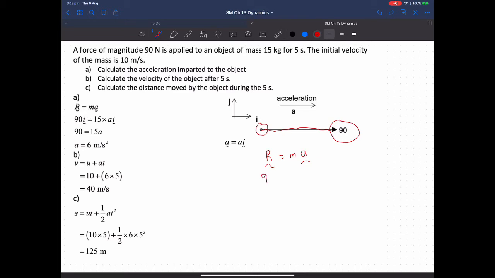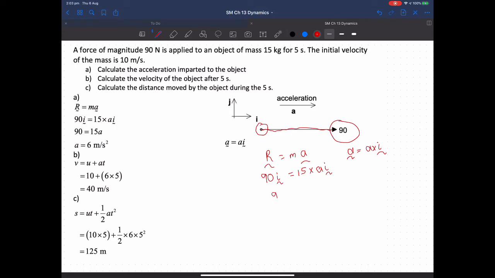Now that 90 newtons is operating in the I direction, so I've written it as 90I equals mass. Well, we know the mass is 15 times acceleration. Now, acceleration is a vector quantity. We can write that as A times unit vector I, because the unit vector I is giving the direction. A is just a magnitude. So we now have A times unit vector I. We no longer need to worry about the unit vector I because this is all operating in the same direction.